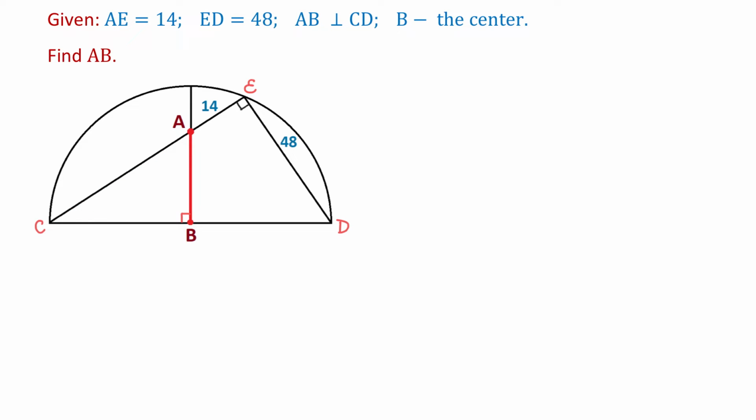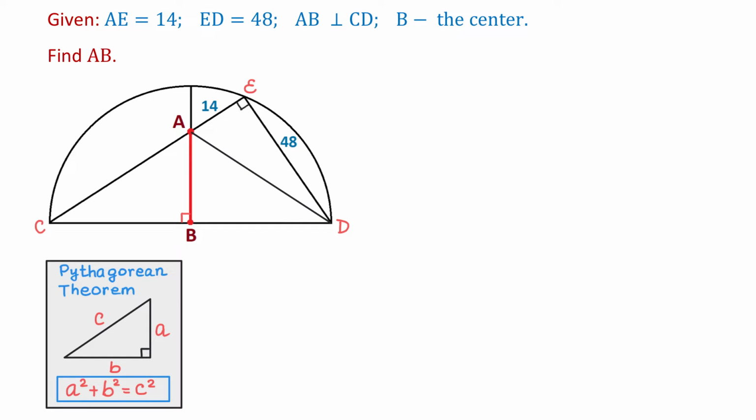So, if we knew side BC and the hypotenuse AC, then we could use the Pythagorean theorem to find side AB. To find these two sides, first we will connect the points A and D, and we will form the right triangle ADE. In this triangle, one side is 14 units, the other one is 48 units, and we can use the Pythagorean theorem to find the hypotenuse AD.